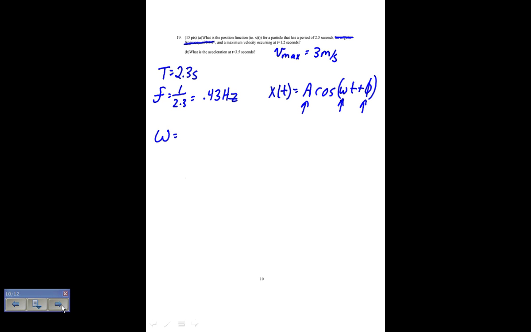Well, I can find omega first. It's equal to 2 pi times the frequency, which is 2.7. And then I also need to know A.